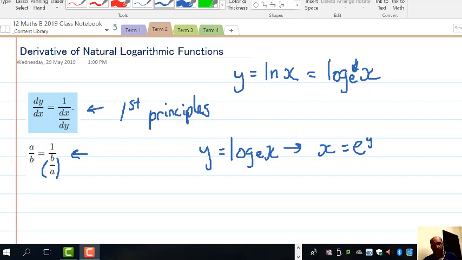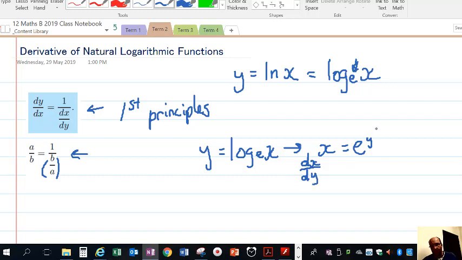What we're going to do here is take the derivative of both sides, and by that I mean, be careful here, this is not an error, dx/dy, because here the independent variable is y. Okay, so the dependent variable is x, so it's different to what we normally see.